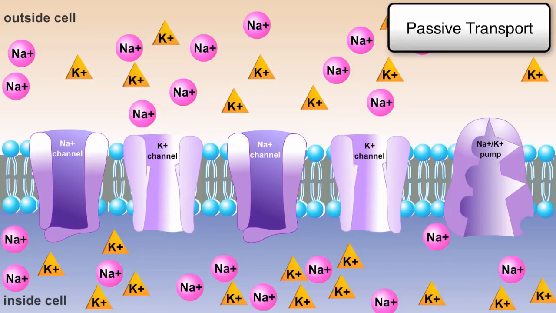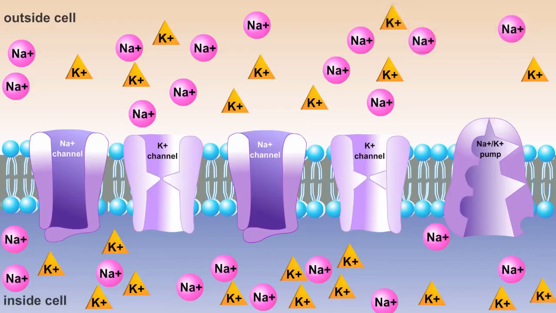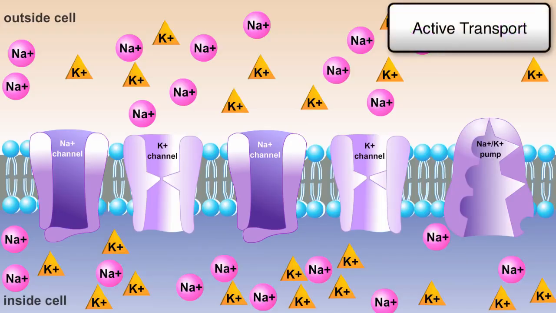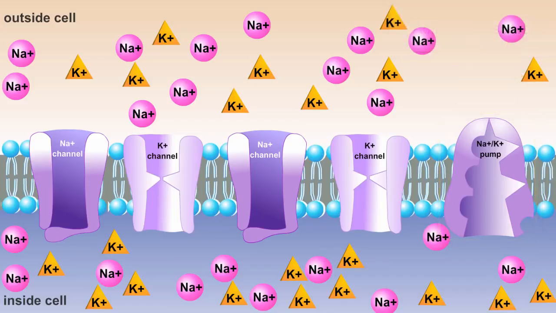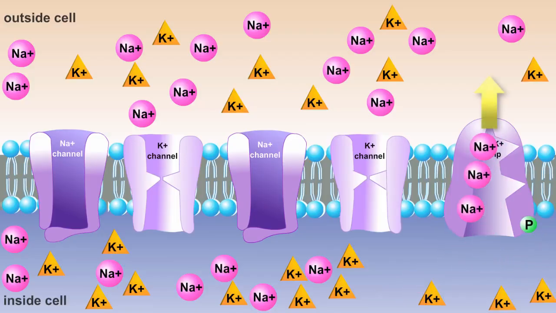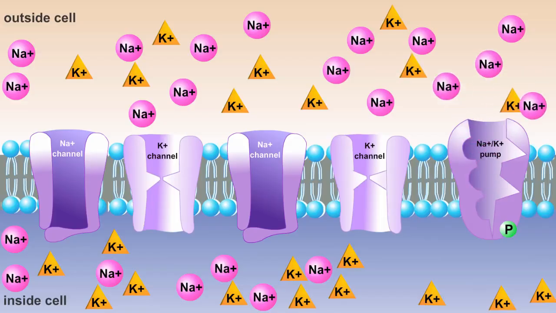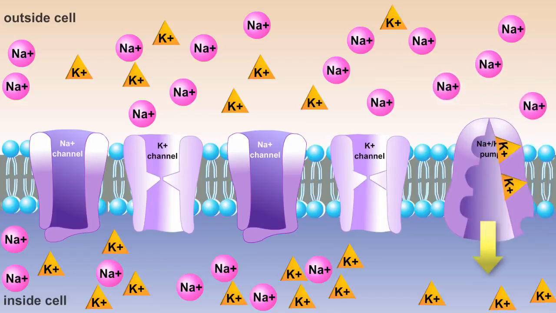But what if we want to move ions against their concentration gradient, meaning from areas of low concentration to areas of high concentration? For that, we need to rely on active transport. Active transport requires energy in the form of ATP. The proteins that conduct this form of transport are often called pumps because they force ions to move against a gradient. One of the more common examples is the sodium-potassium pump, which moves sodium ions back out of the cell and potassium ions into the cell.